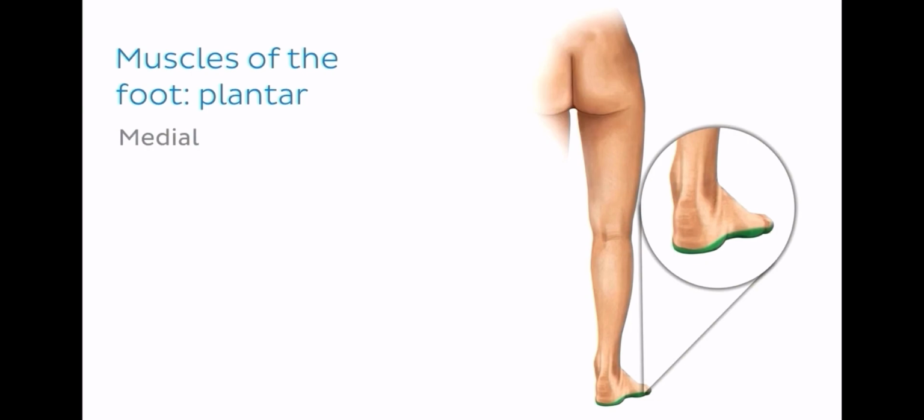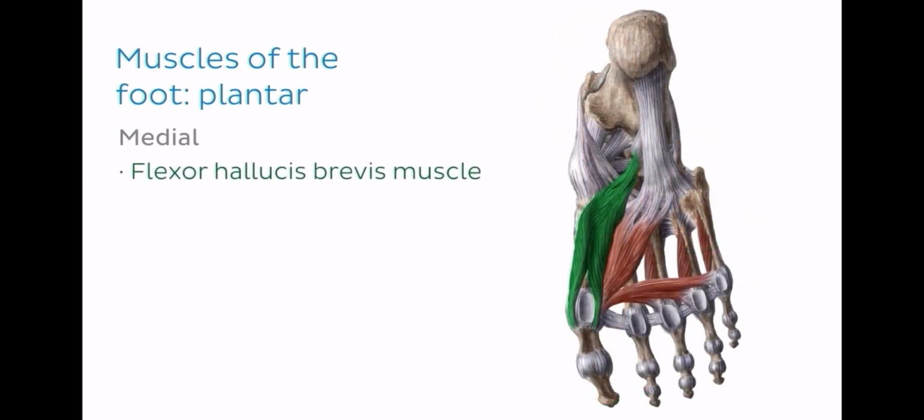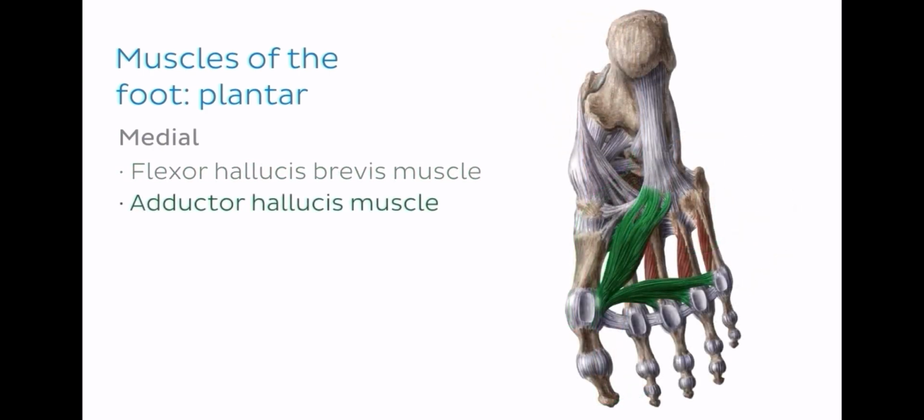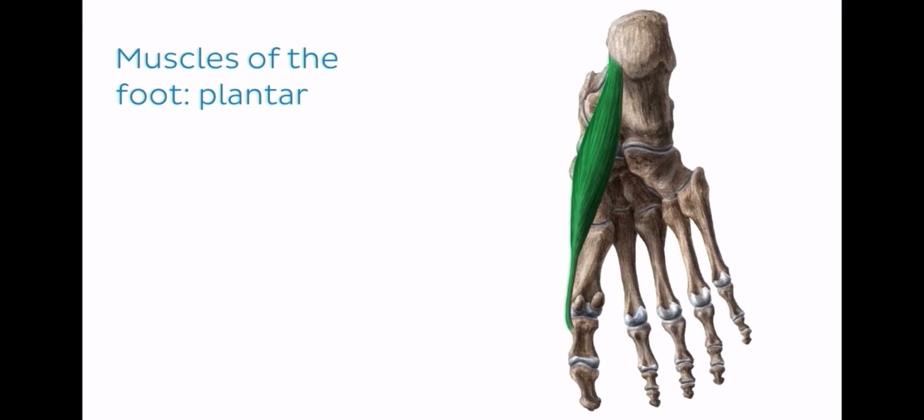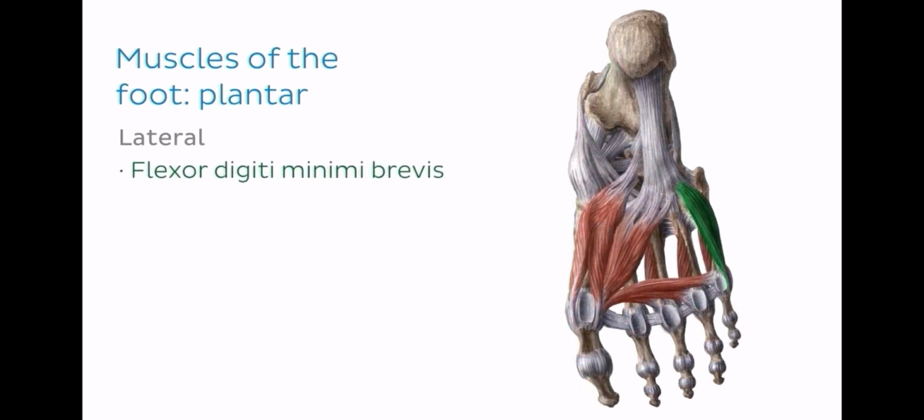And in the medial part, we had a look at the muscles that are related to the big toe or the hallux. So that includes the flexor hallucis brevis muscle, adductor hallucis muscle, which of course adducts the big toe, and the abductor hallucis muscle, which of course abducts the big toe. We looked then at the lateral aspect of the foot, which includes muscles that are related to the little toe, otherwise known in Latin as the digiti minimi, so the flexor digiti minimi brevis muscle.